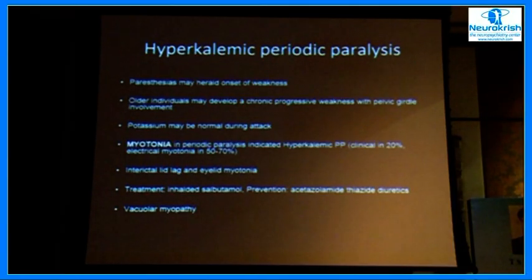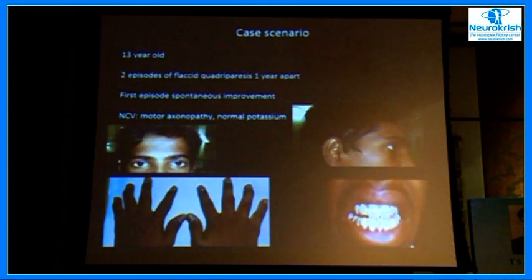Myotonia and periodic paralysis indicates hypokalemic periodic paralysis, clinical in 20% and electrical myotonia about 50 to 70%. Interictal lid lag and eyelid myotonia. Treatment is with inhaled salbutamol, prevention by acetazolamide or thiazide diuretics. Biopsy might show vacuolar myopathy.